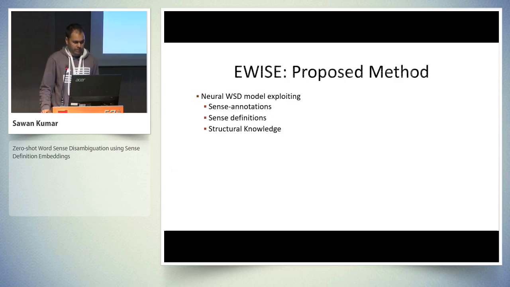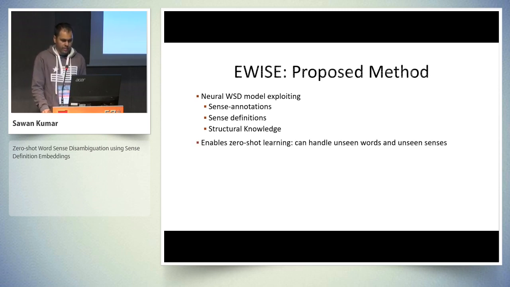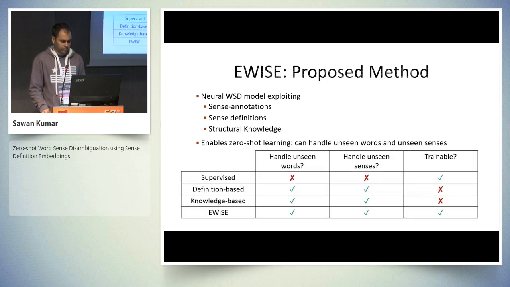So we propose EWISE, which is a neural WSD model exploiting a combination of data sources, including sense annotation, sense definitions, and structural knowledge. This enables zero-shot learning, and it can handle unseen words and unseen senses. So this is a summary of the last few slides.